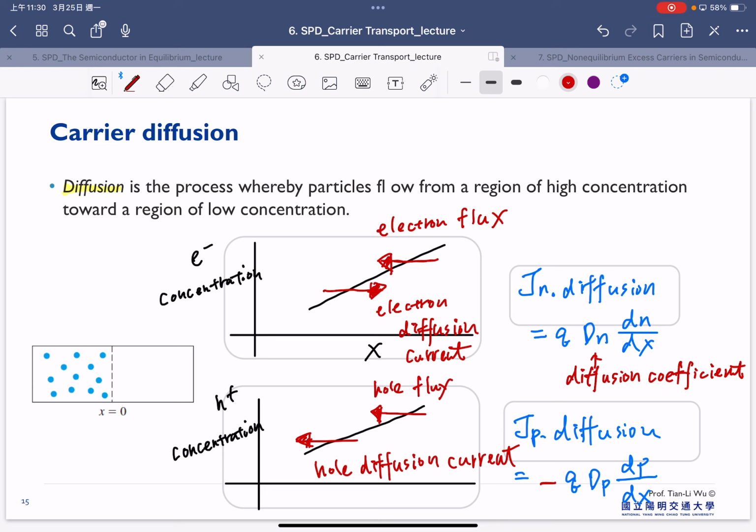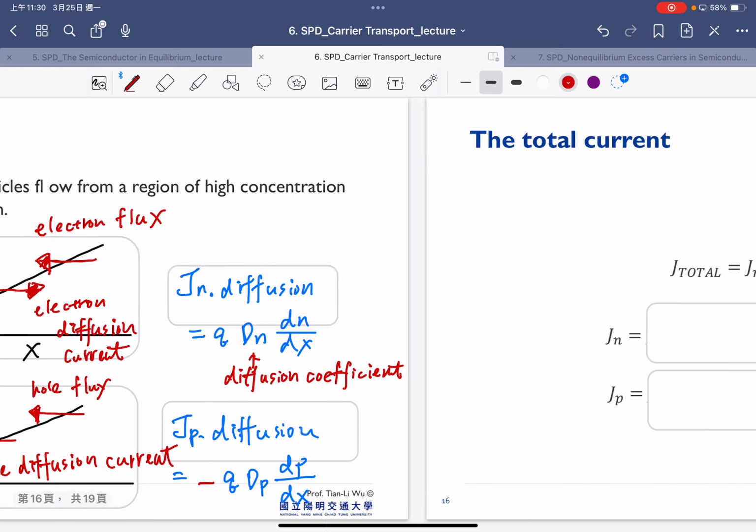So I believe the concept for the diffusion is very simple to understand compared to last week. We talked about all the Fermi energy, all the probability distribution, all the equations to calculate the concentration. I think the understanding of carrier transport in terms of drift and diffusion is much simpler.